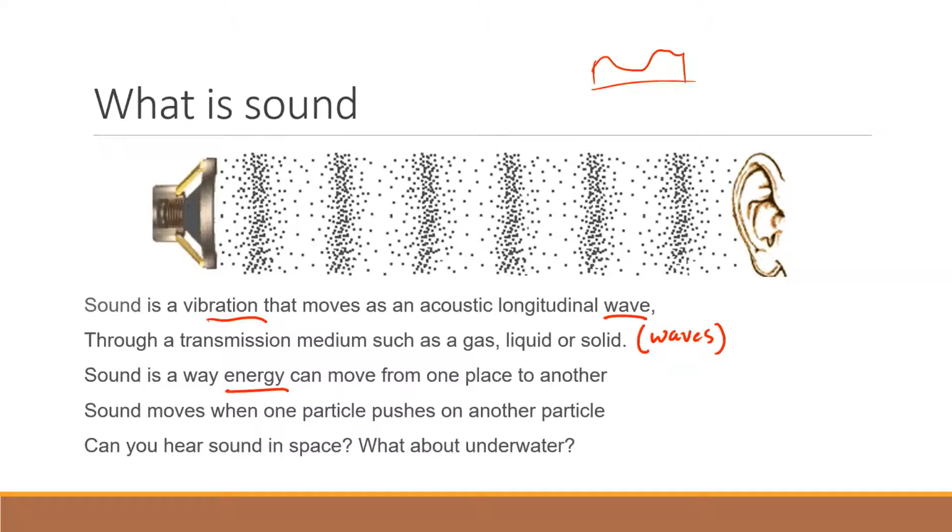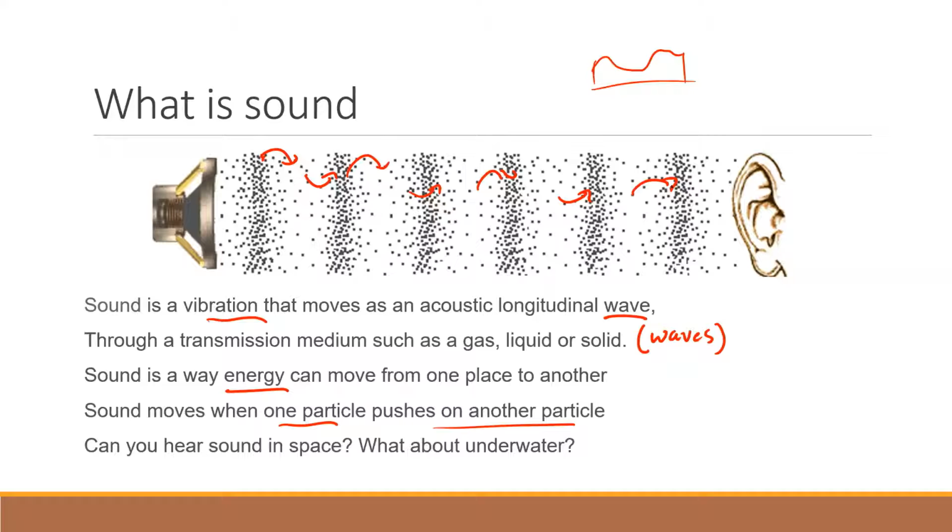Now, how does sound move then? I'm realizing this slide is not very good because there are way too many ideas on this one slide, but that's okay. How does sound move? Sound moves when one particle pushes on another particle. So if you look, this particle will push onto this particle, bump into this particle, and so on. And that's how sound is able to move from one place to another.